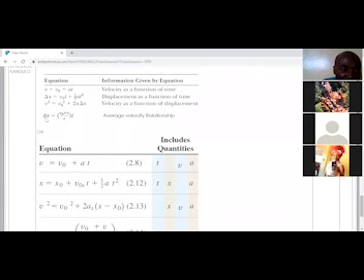The last one, this one was not in the textbook, but I've added it because it's very useful. Delta x equals V naught plus V over 2 in brackets times t, or simply delta x over t equals V naught plus V over 2. This is from average velocity.